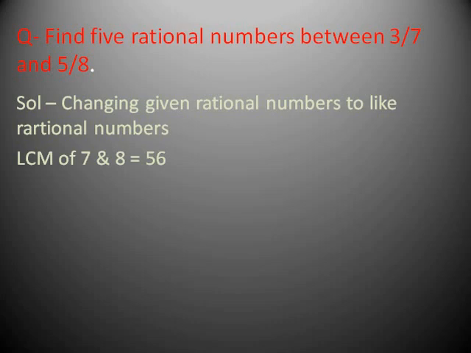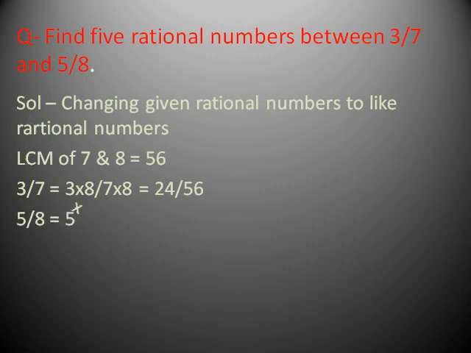Now we will convert both the rational numbers into the rational numbers having the denominator 56. To do this, we will multiply numerator and denominator of 3 by 7 by 8, and thus we get 24 by 56. Also, numerator and denominator of 5 by 8 will be multiplied by 7 to get 35 by 56. Now, two like rational numbers obtained here are 24 by 56 and 35 by 56.